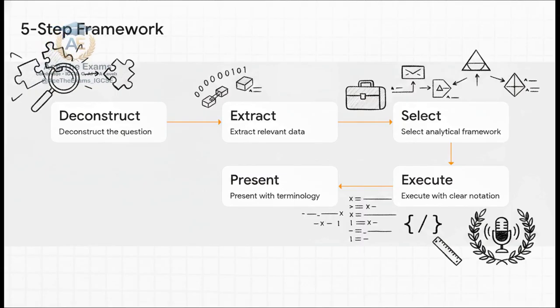Step 2, extract relevant data, like specific object attributes or binary constraints. Step 3, select your analytical framework. This is where your peel method comes in. Step 4, execute your solution with beautifully clear notation. And Step 5, present your final answer using the correct Cambridge terminology. If you follow this blueprint, your answers transform from a scattered mess into a highly targeted point-scoring machine.